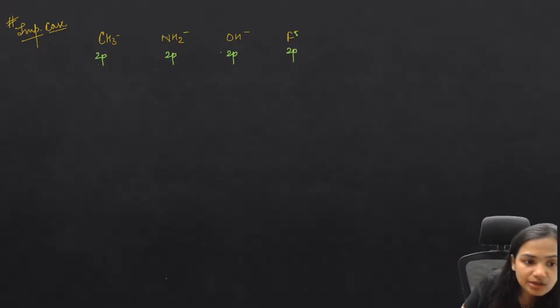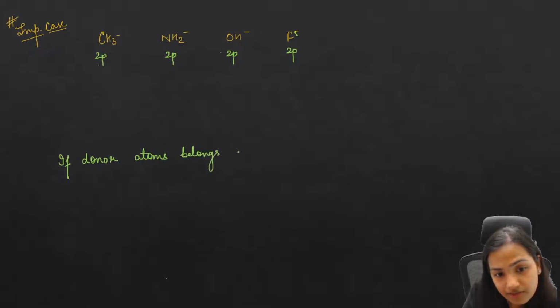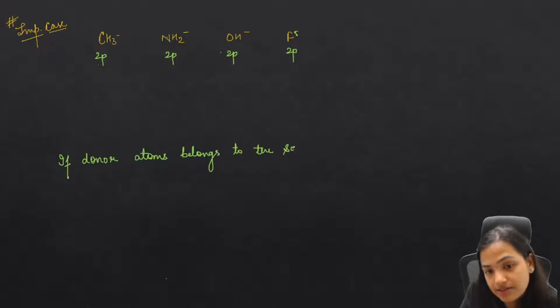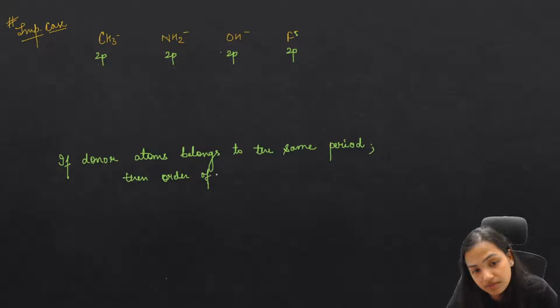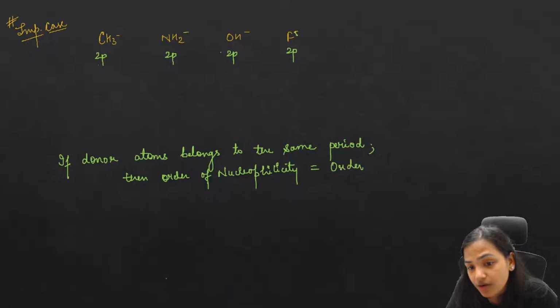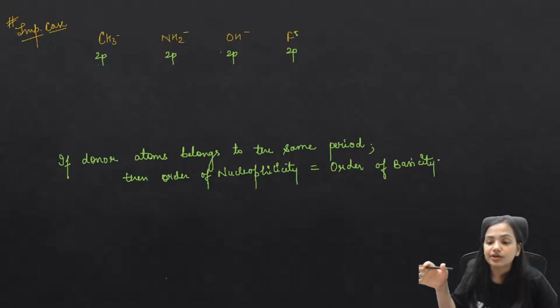Okay, so please write it down. If donor atoms belong to the same period, okay, same period means same shell, then the order of nucleophilicity is equal to the order of basicity. The order of nucleophilicity is equal to the order of basicity.